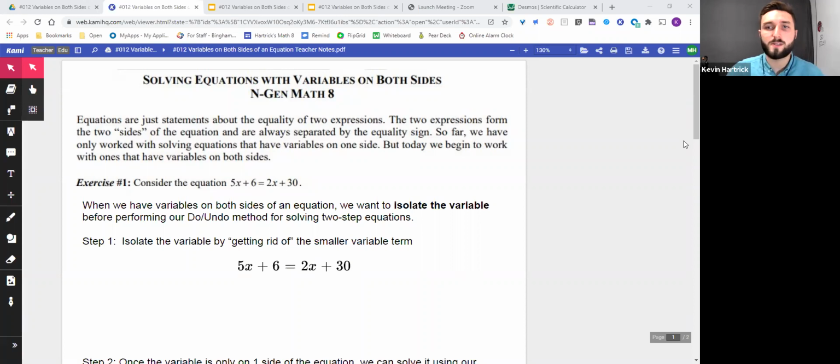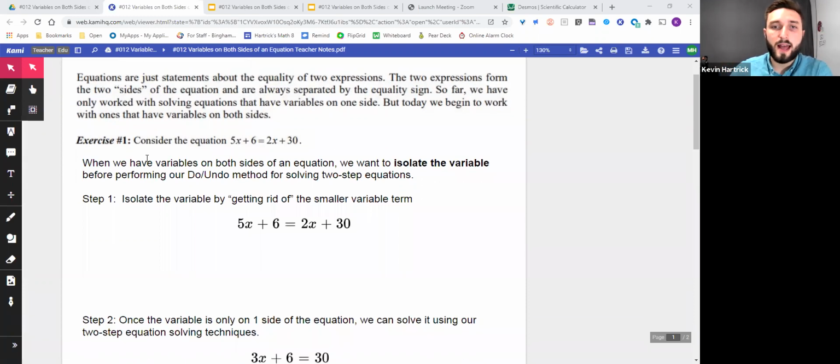So equations are just statements about the equality of two expressions. The two expressions form the two sides of an equation and are always separated by an equal sign or an equality sign. So far, we have only worked with solving equations that have variables on one side, but today we begin to look at ones with variables on both sides. So let's look at exercise number 1.